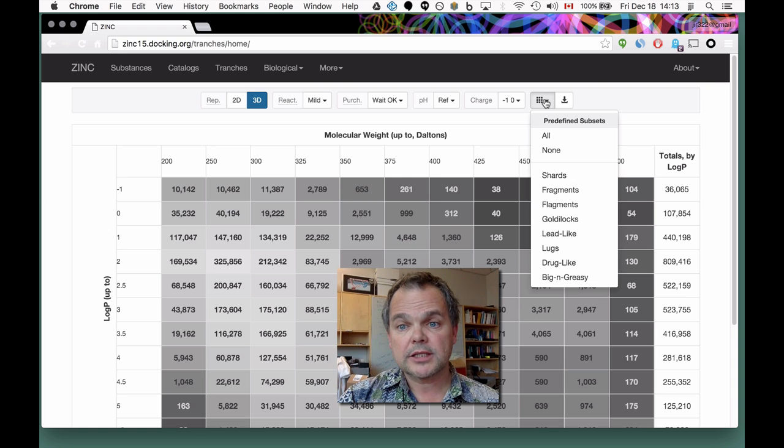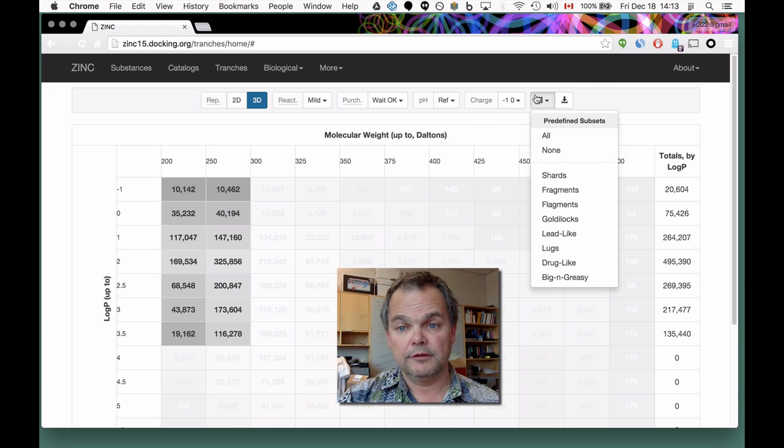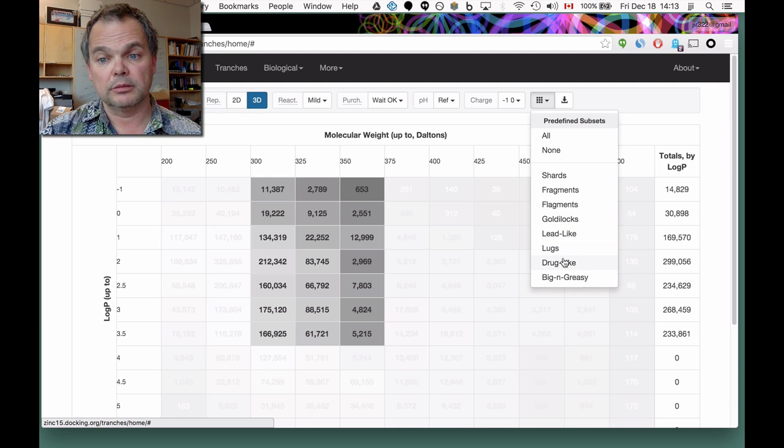We've got subsets that correspond to current opinion in the field. So, fragments: this is up to 250 Daltons, and up to 3.5 in log P. Lead-like is the next tranche over. It's basically from 250 up to 350 Daltons, still up to 3.5 log P. That just makes sure that the molecule is likely to be soluble.